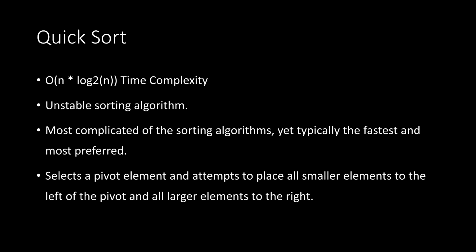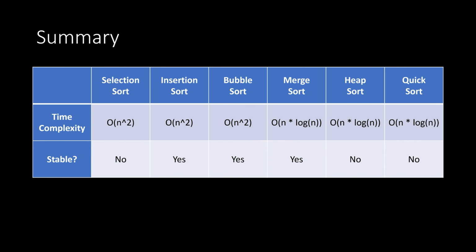Okay, so let's just quickly go to a summary here. And this is just for you in case you want to see all of the different time complexities and if they're stable or not. Obviously, all this information is on the previous slides as well. But selection sort, time complexity, big O of n squared. Is it stable? No. Insertion sort, n squared. Stable? Yes. Bubble sort, n squared. Is it stable? Yes, it is.